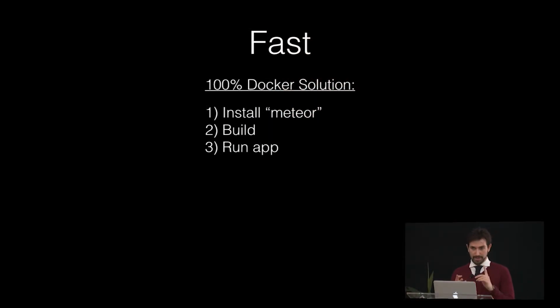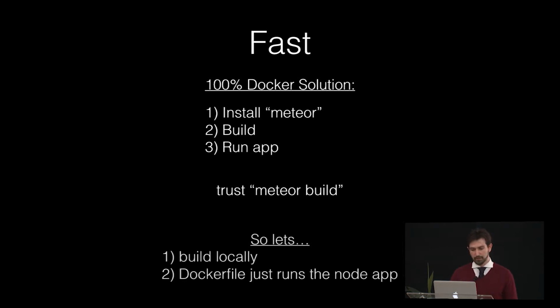So if we were to go with a 100% Docker solution where we just distribute a Docker file, that Docker file would need to install Meteor and then build the app in the Docker container, and then run the app from there. But instead, we just trust that Meteor build is going to work on the machine that's developing. This is really meant as a development tool, not really something that you would put on a CI server. So we wanted to go with the following method of just building it locally and then having a Docker file run that locally built node application.